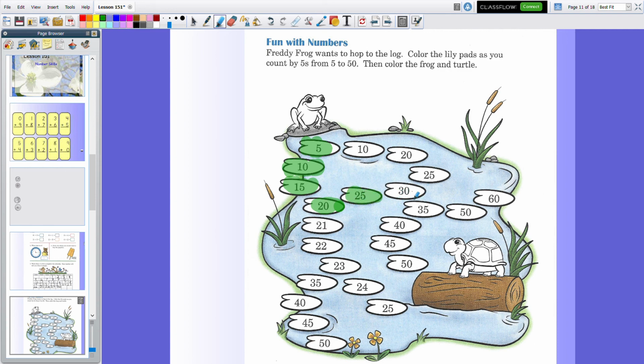And remember, if you need to look at your number chart, you can do that. Okay, 25, 30, 35. What comes after 35? 40. And then what? 45. And then 50. Okay, we did manage to get it all done in our time that we have. So I'm going to go ahead and clear that, and you get to do that color of the frog and the turtle, and I will see you later.